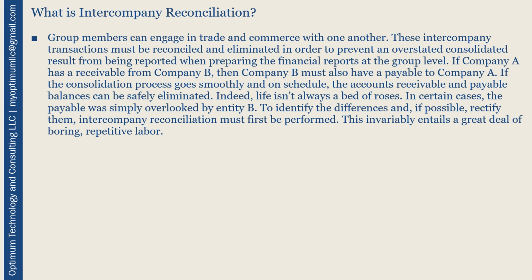Group members can engage in trade and commerce with one another. These intercompany transactions must be reconciled and eliminated in order to prevent an overstated consolidated result from being reported when preparing the financial reports at the group level. If Company A has a receivable from Company B, then Company B must also have a payable to Company A. If the consolidation process goes smoothly and on schedule, the accounts receivable and payable balances can be safely eliminated.